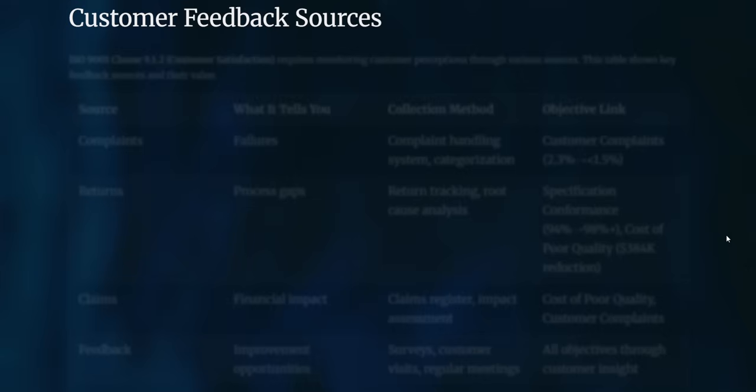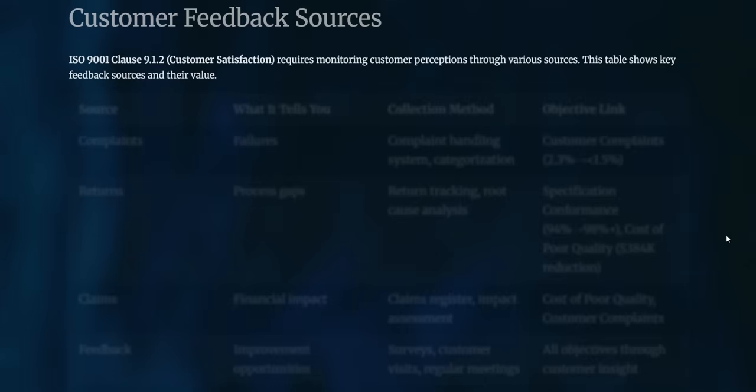Let's see now customer feedback sources. Clause 9.1.2 of the ISO 9001 Quality Management System, which is customer satisfaction, requires monitoring customers' perception through various sources. The table that we are going to show you from our Global Meat House example shows key feedback sources and their values, and you can replicate the same in your organization.